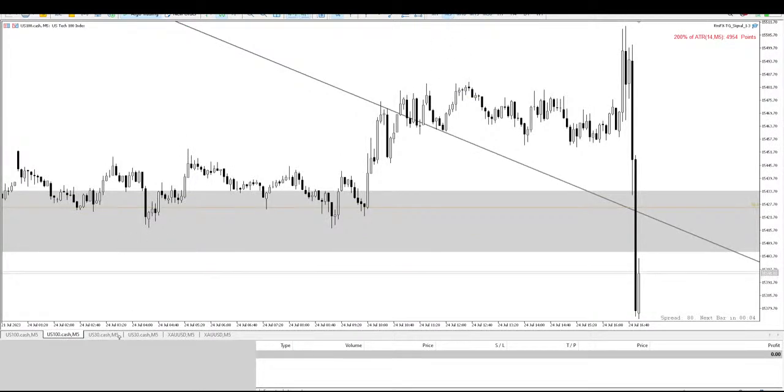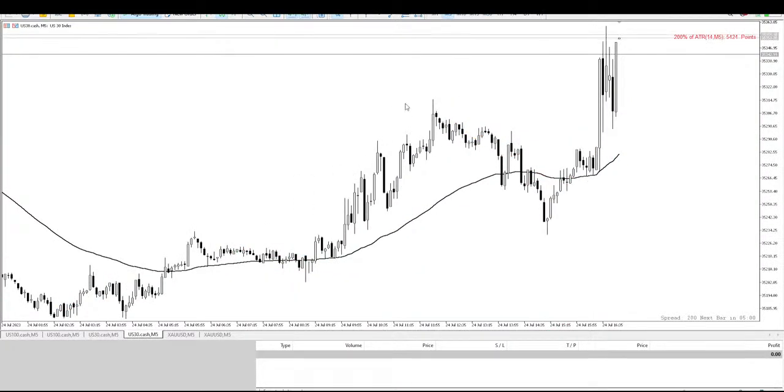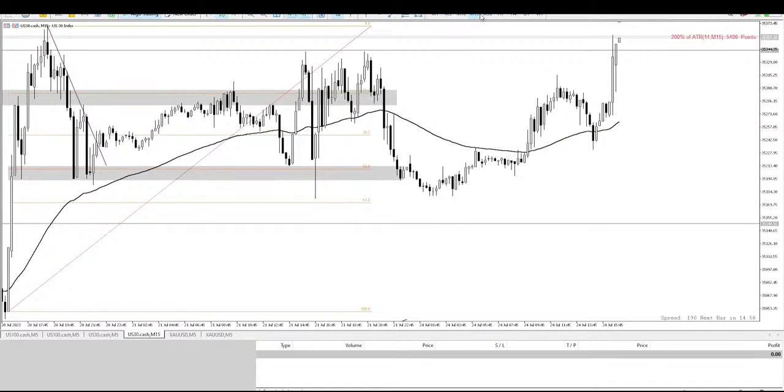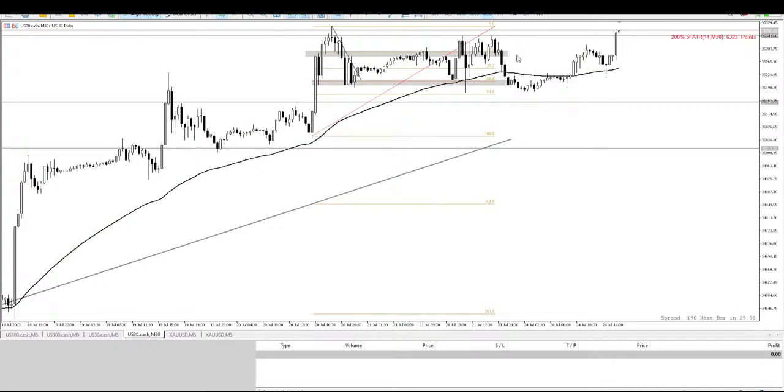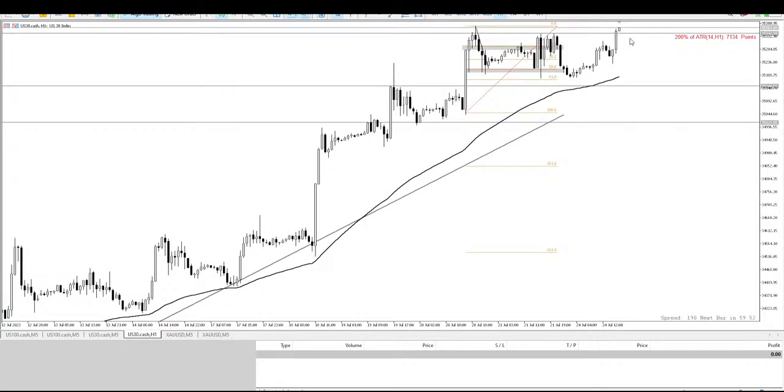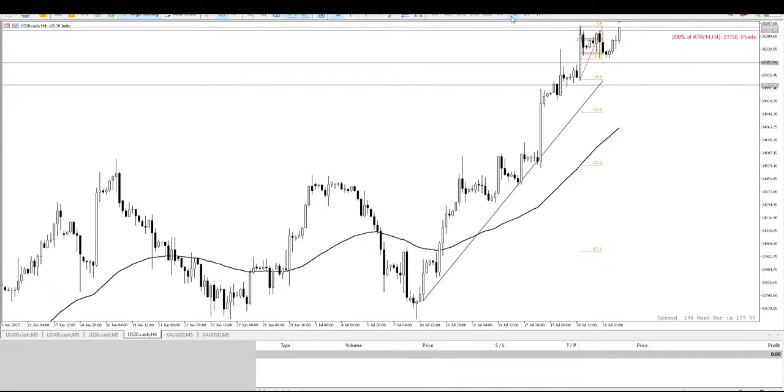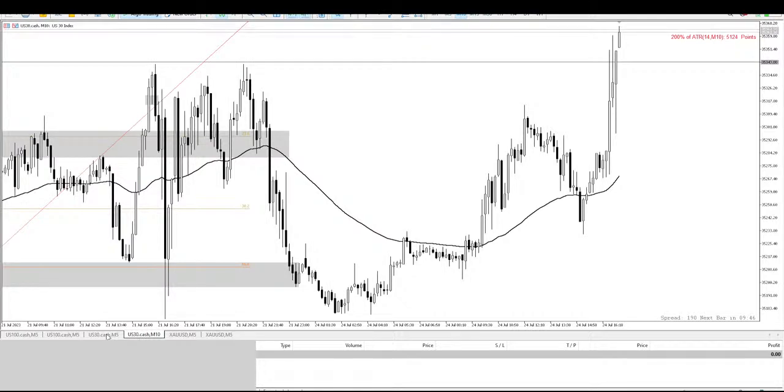This is crazy, those big moves. Let's see what US30 is doing. Whoa, US30 is breaking up here. Going up. Let's see. Yep. It's looking good for US30 for longs.